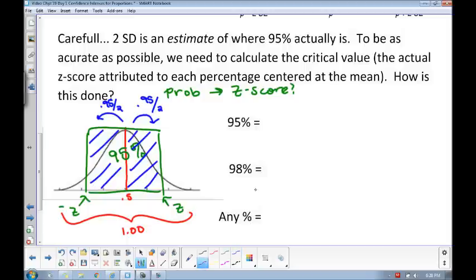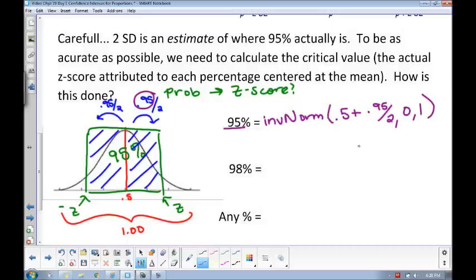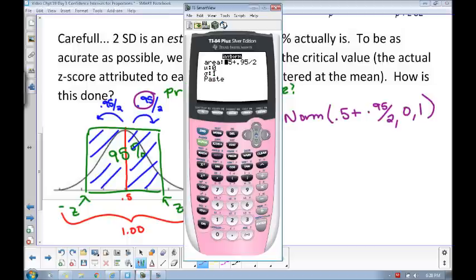So the way that we can denote this in our calculator is by saying the inverse norm, and when we talk about the probability, since it's centered at 0.5, I always start with 0.5, and just to keep it positive, I use the plus instead of the minus. Whatever my confidence level is, so 0.95 over 2, with a mean of 0 and a standard deviation of 1, because we're just following the normal model here. So I'm going to go to my calculator, mean of 0, standard deviation of 1.